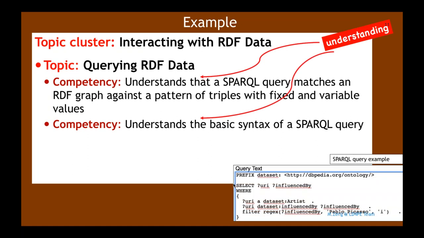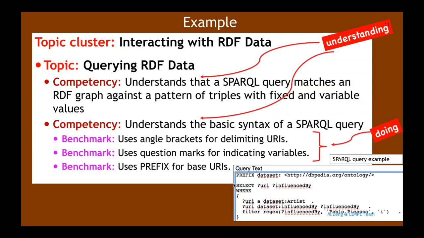Here I give a simple SPARQL query example. It probably looks very odd to people who have never seen it. Mainly this queries DBpedia in order to find the URIs of artists who were influenced by Picasso. So how can you prove that you have this competency, understanding the basic syntax of a SPARQL query? That's why there are benchmarks. The benchmarks require you to do things that show you know how to form or understand the basic syntax of a SPARQL query. If you know how to use this, then you get this competency. Okay?